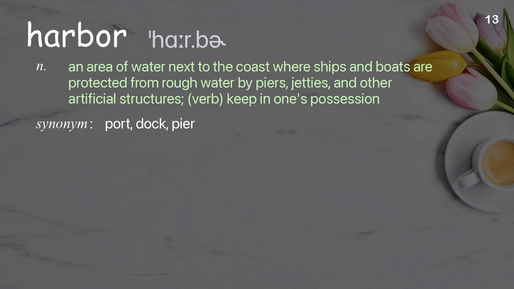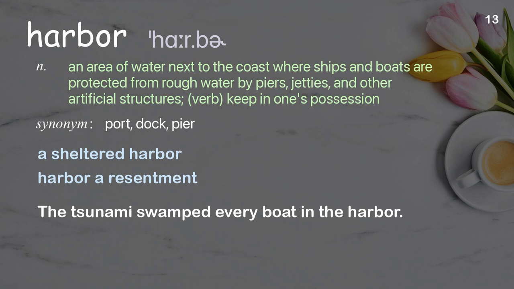Harbor. An area of water next to the coast where ships and boats are protected from rough water by piers, jetties, and other artificial structures. Verb, keep in one's possession. Examples. A sheltered harbor. Harbor a resentment. The tsunami swamped every boat in the harbor.